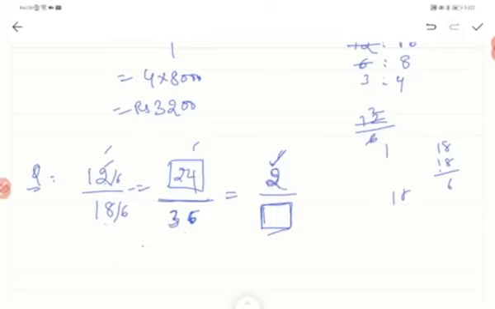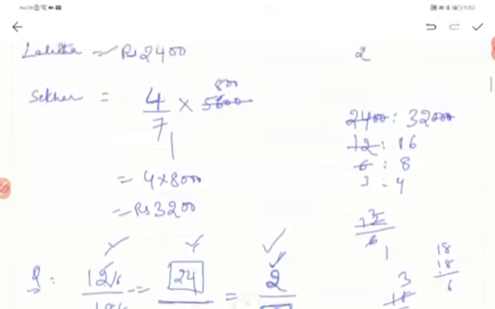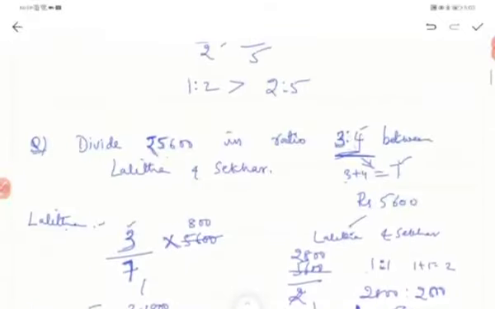Okay, 18 by 6 is how much? 6 1s are 6, 6 2s are 12, 6 3s are 18. Yeah, 6 3s are 18. So here the blank will be 2 by 3. Okay, so basically they all are equivalent ratios. Alright, this is how you will get different problems on ratios.